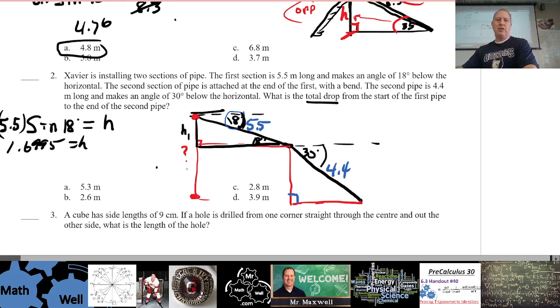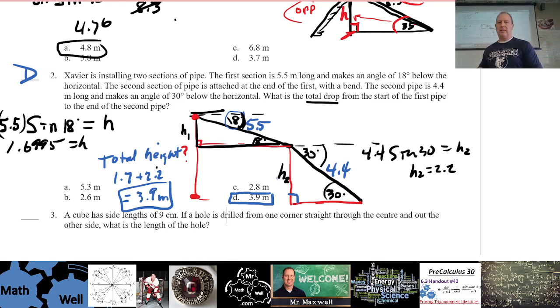Okay, and then we do the same thing for this one now, H2, height 2. You guys go ahead and finish number 2 on your own. I'll give you a few minutes, and then I'll show you the answer there, okay?